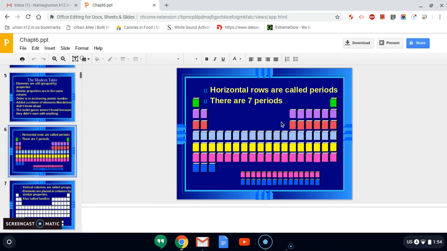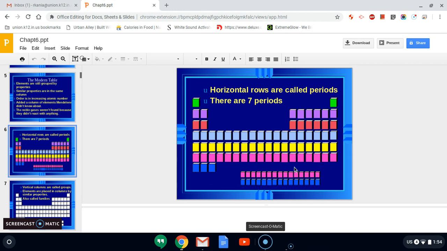There are 7 horizontal rows. Horizontal means side to side. These are called periods. These have to do with the stuff we've talked about, the energy levels. So there is our 2 in the first shell, our 8 in the second shell, our 8 in the third shell, there's our 18, there's our 18, and then these things fit into these last 2 categories, so this would be 32 and 32.